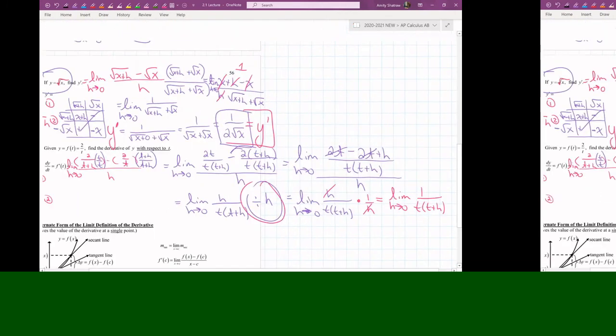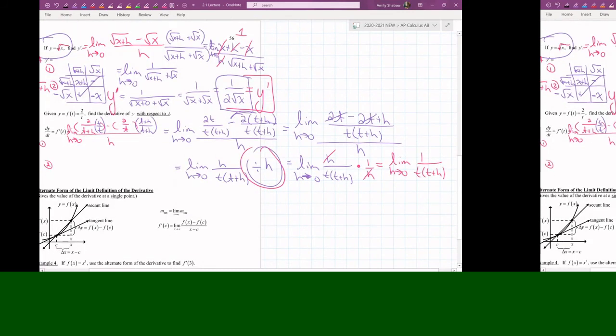And what was the name of my function again? It was f of t. So I'm finding f prime of t, and I'm going to say that that is going to be 1 over t times t plus 0. And hey, t plus 0 is just t, and so my answer is 1 over t squared. Ta-da!